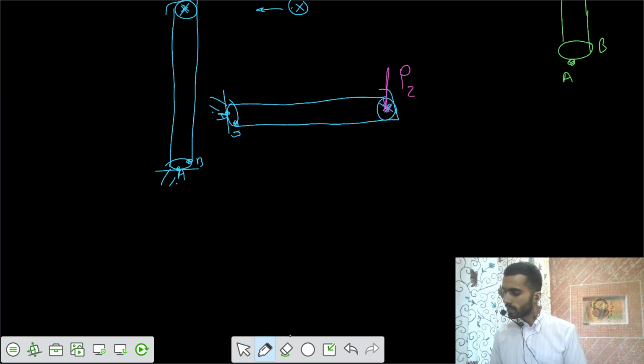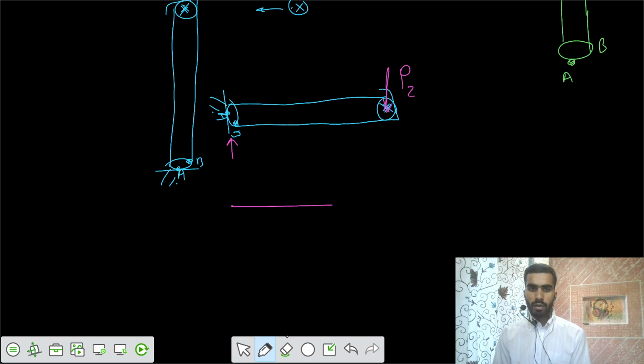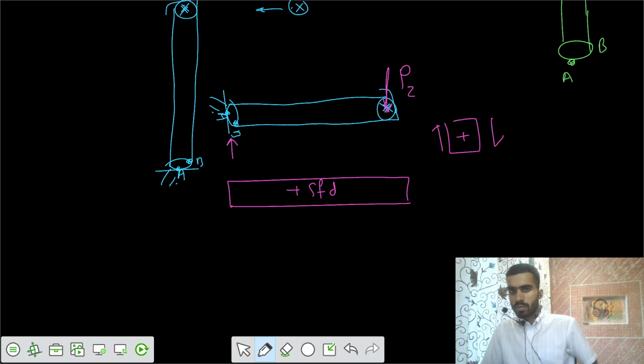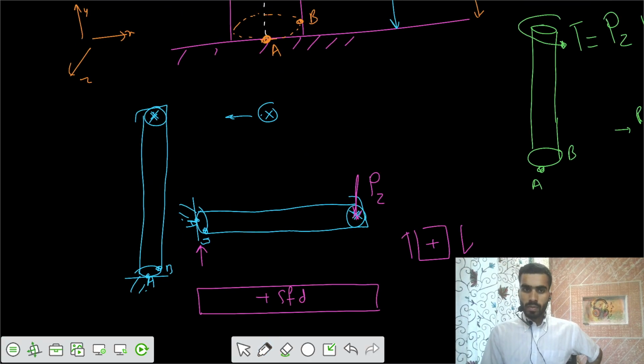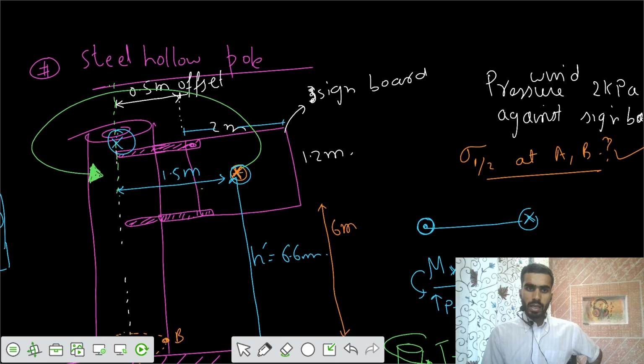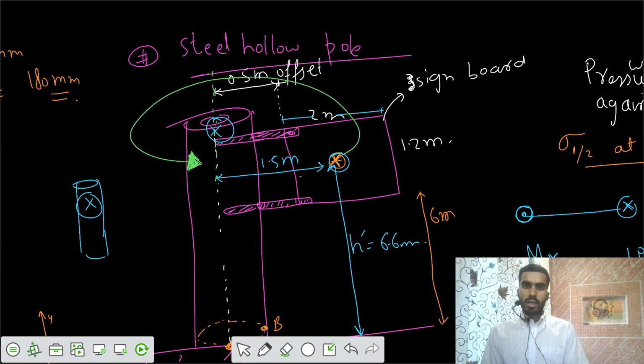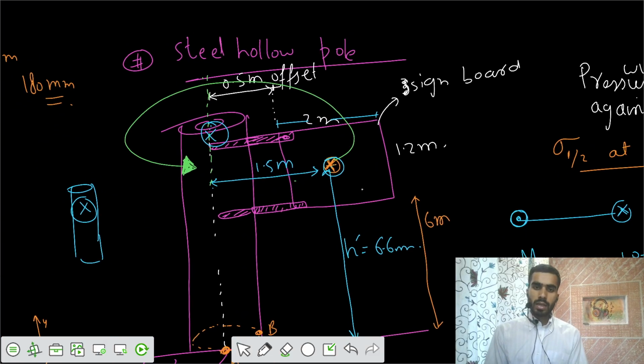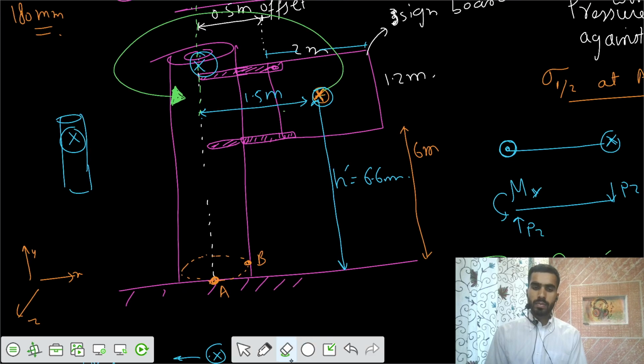PZ. Now what is the shear force diagram? The shear force diagram would be a positive SFD. A positive SFD means in this fashion. Positive SFD. But actually, if you see that load is in the Z direction in this way, the load is in this way.